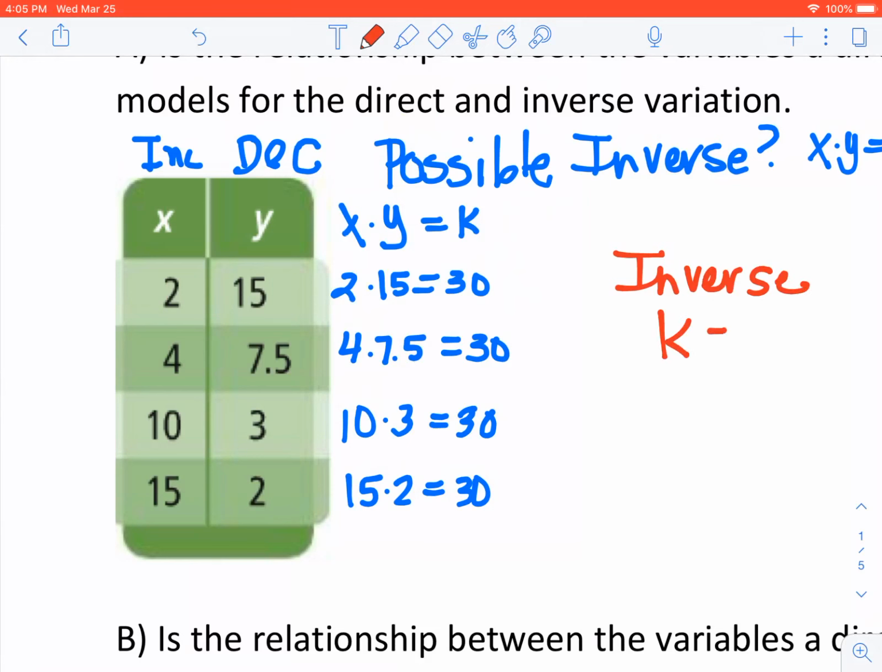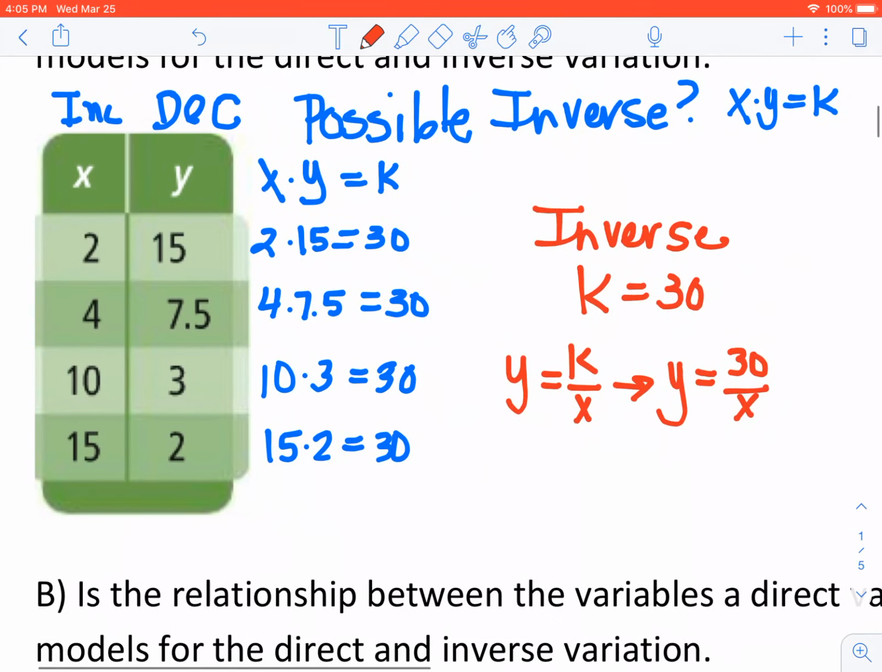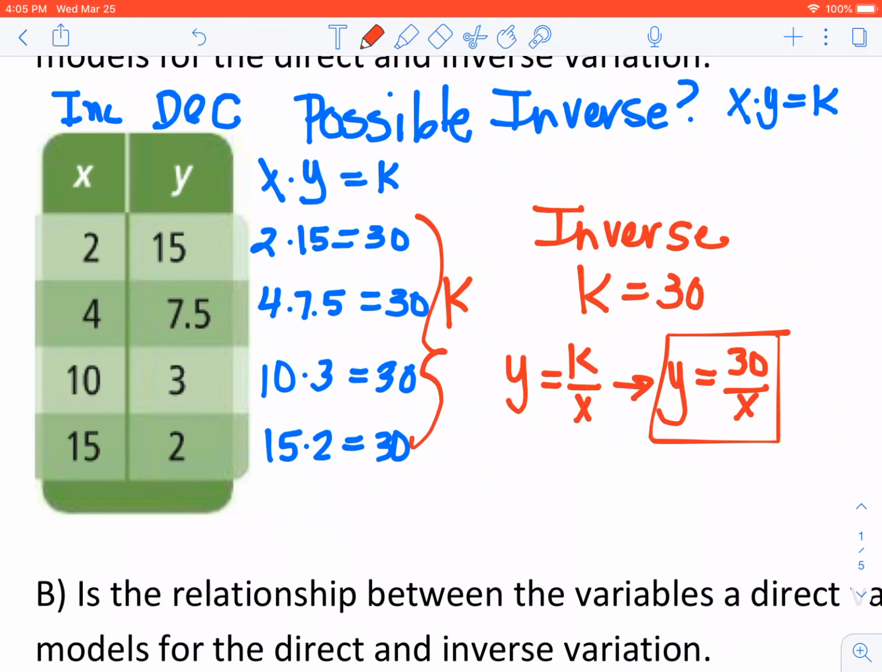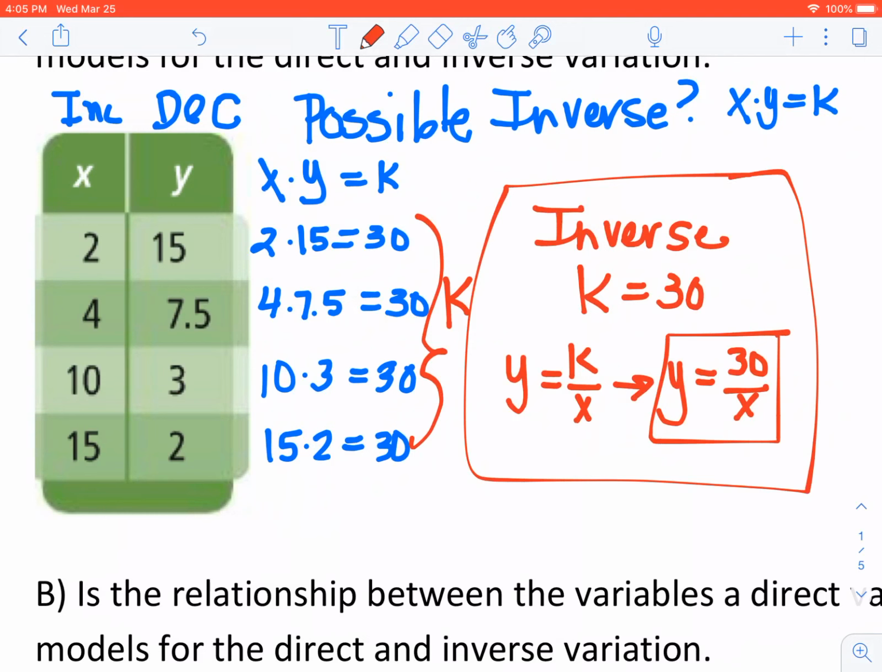Our k value is equal to 30. And then when it asks you to write the function model, it wants the equation. So our equation is y equals k divided by x. And so we say, okay, y equals 30 divided by x, because we found our k to be 30. All of these right here are our k values. And so that's our answer. It is inverse variation. K is equal to 30, and our function is going to be y equals 30 divided by x.